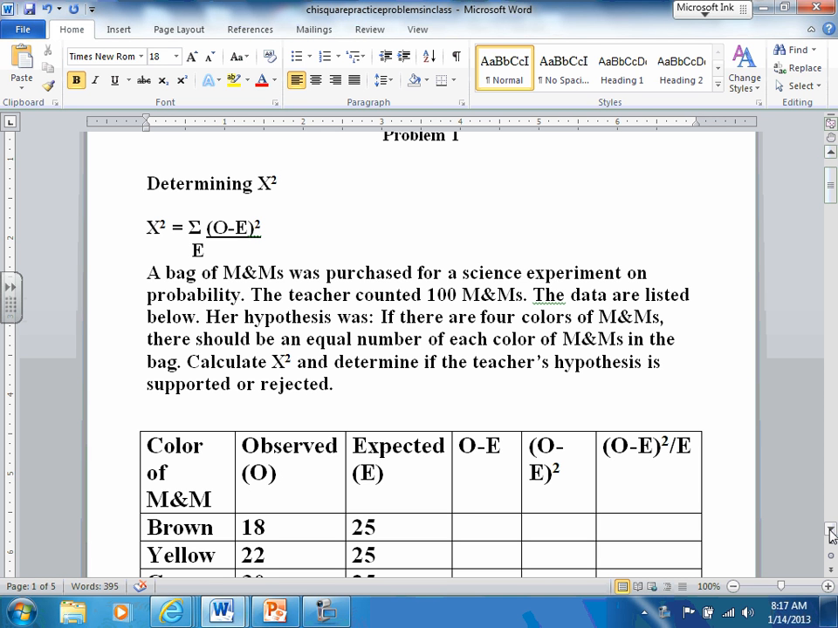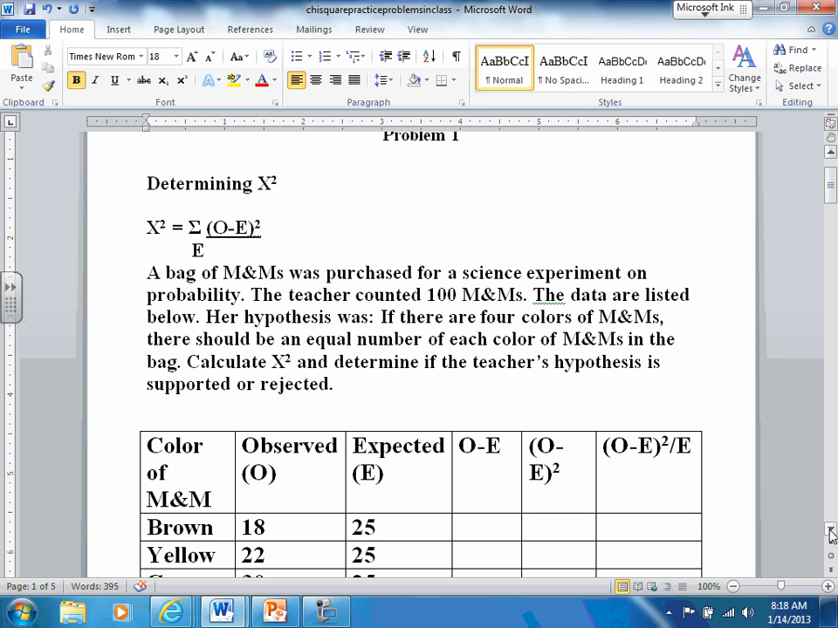All right, guys, here's the first question we're going to work. A bag of M&Ms was purchased for a science experiment on probability. The teacher counted 100 M&Ms. The data are listed below. She hypothesizes that if there are 4 colors of M&Ms, there should be an equal number of each color in the bag. We want to know if her hypothesis is right. We're testing her hypothesis. So she counted out the M&Ms.